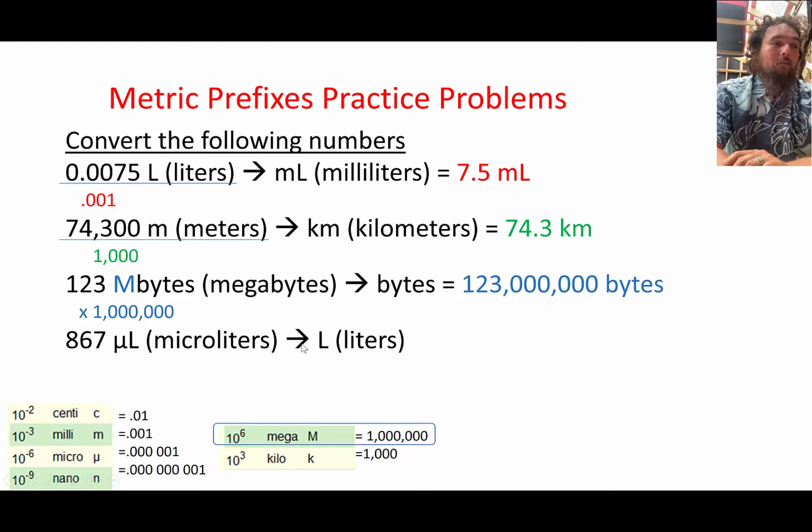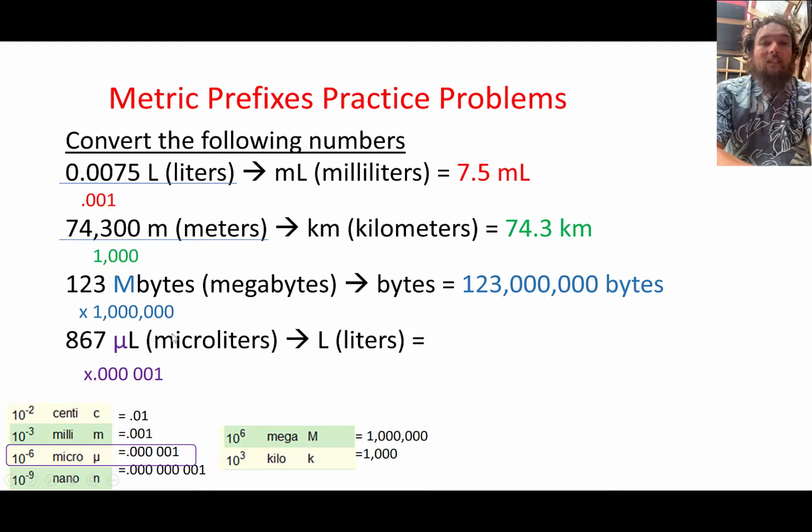The last one is the microliter, and this symbol is what we call mu, a Greek letter. It has a value of 0.000001. If we're going to convert back to the base unit, we would multiply by that value. Would it make sense that 867 of these very, very small millionths of a liter would make a very small amount? When we multiply, we get 0.0000867 liters.